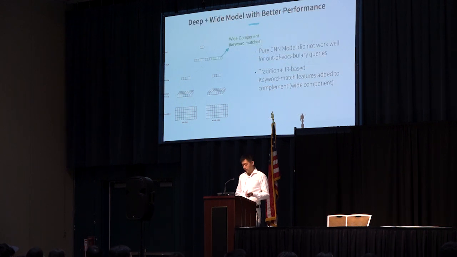So then we talk about how deep plus wide actually works better than just deep only, right? Deep is about the semantic meaning, and sometimes there are still a lot of things in the wide. The keyword match still plays a role here. We cannot entirely get rid of the keyword match from our experience. We combine both, and that actually works better from our experience.